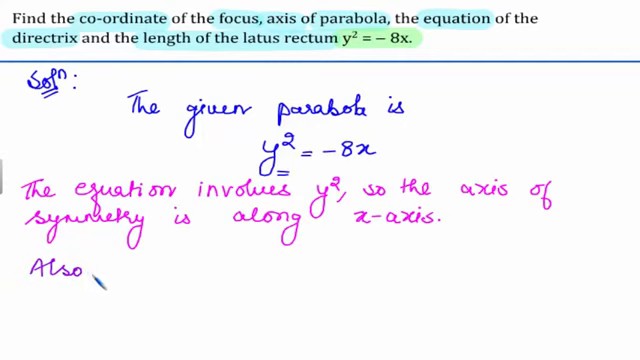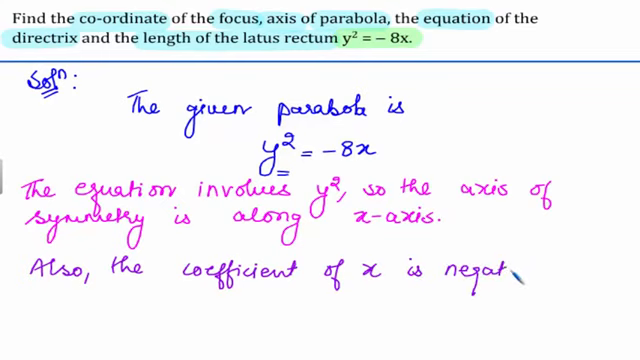Also, the coefficient of x in the given equation is negative, which is minus 8. So the parabola opens to the left.